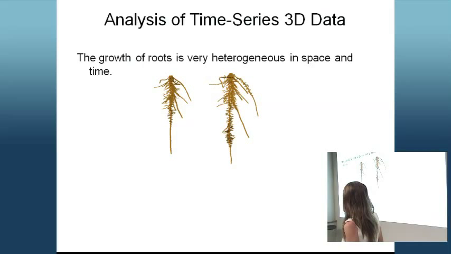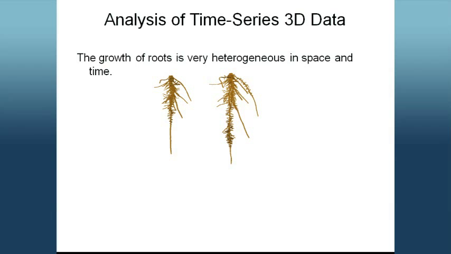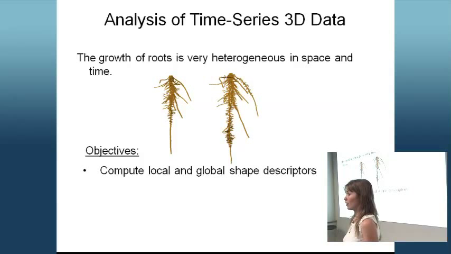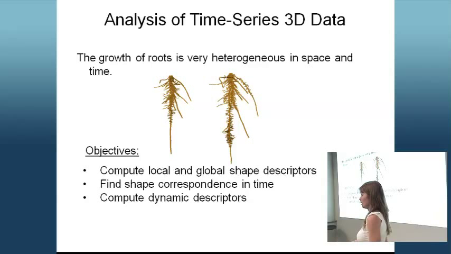Also, if you look at this time sequence data, you can see that in the beginning, root develops much faster than at the end. So there is heterogeneity of growth of root development, both in time and space. And I'm interested in quantifying these local and also global shape features that would characterize this heterogeneity, and also in trying to find the correspondence between different features in time so that we can compute dynamic descriptors which would describe how root develops.